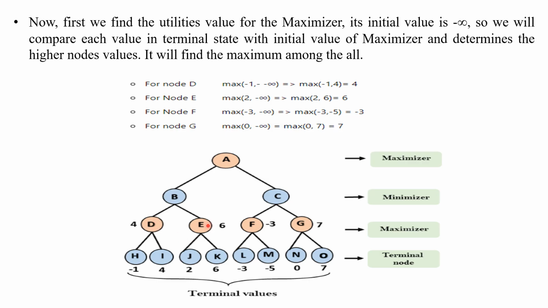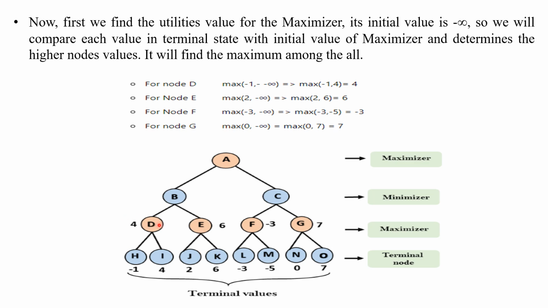Similarly, for node E, J and K are the child nodes. The value 2 is compared with the maximum value, minus infinity. Among minus infinity and 2, 2 is the maximum value. Then 2 is compared with 6, and the maximum value of these two is 6.